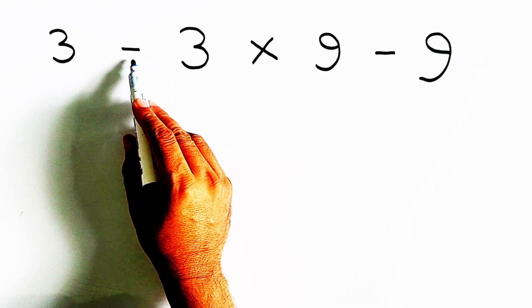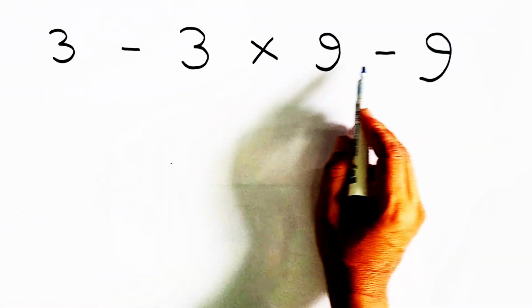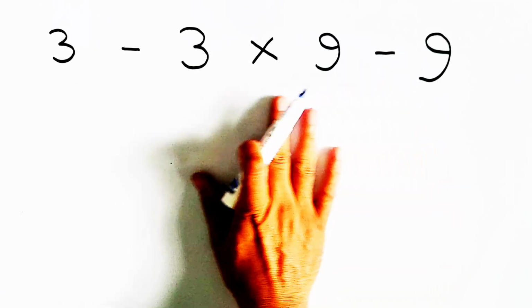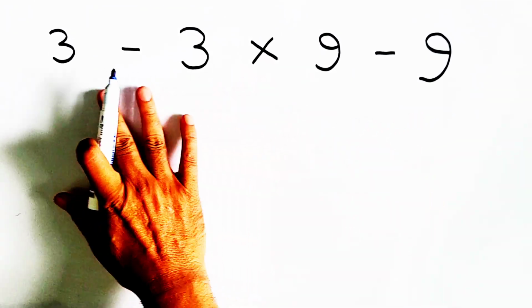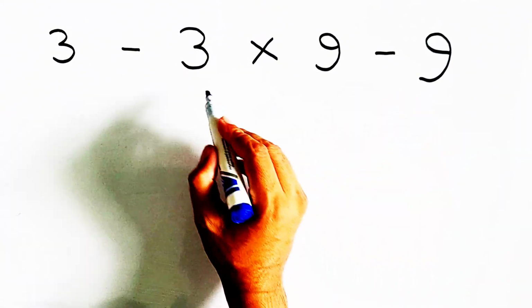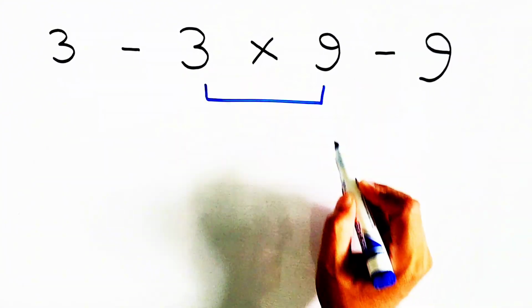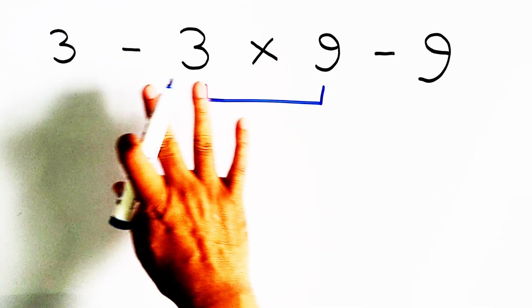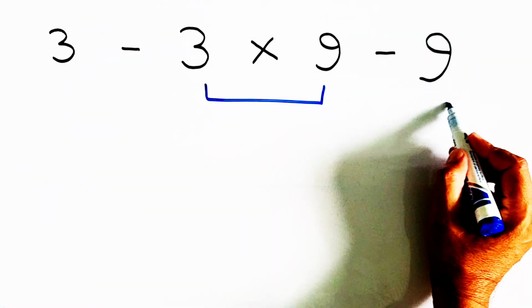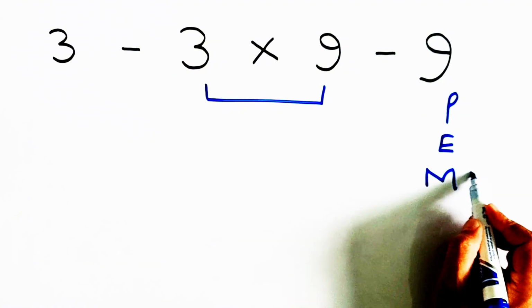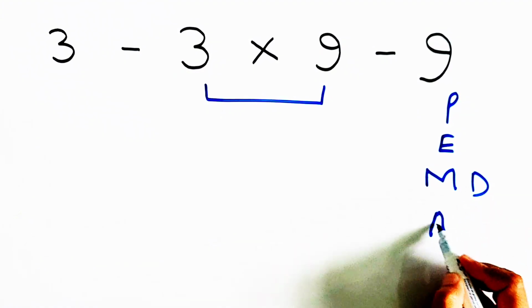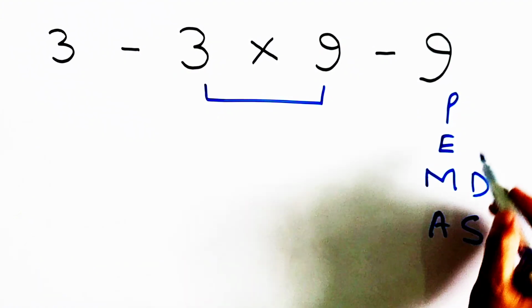Because we have subtraction, multiplication and subtraction, we have to respect the order of operation while solving this question. Here is multiplication, which will be our priority to handle this question. According to PEMDAS: parenthesis, exponent, multiplication and division, addition and subtraction.